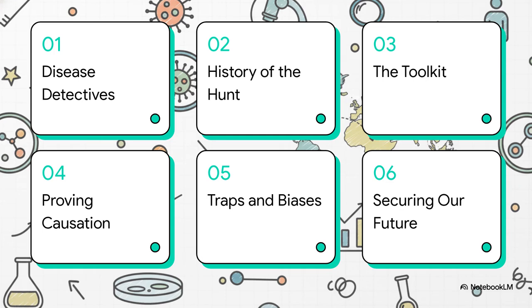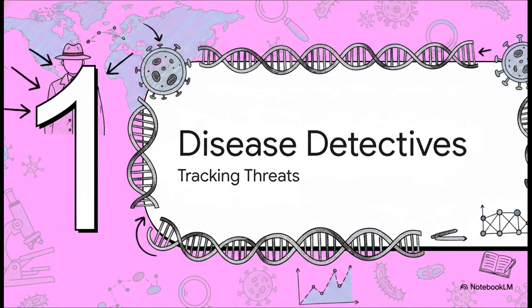We'll cover: 1. The disease detectives. 2. History of the hunt. 3. The epidemiologist's toolkit. 4. Proving cause and effect. 5. Traps, errors, and biases. And finally, 6. Securing our global future. All right, let's jump right into Section 1, the disease detectives.